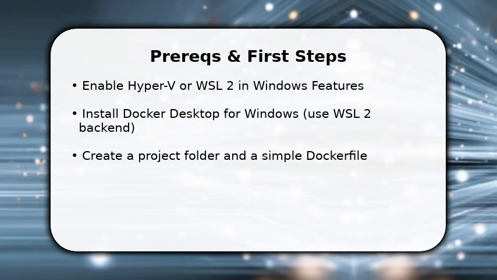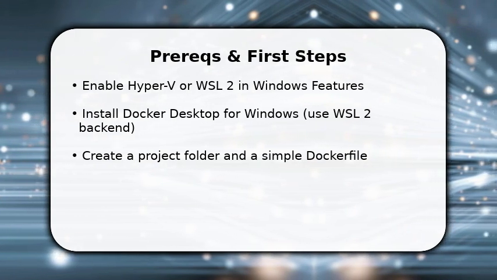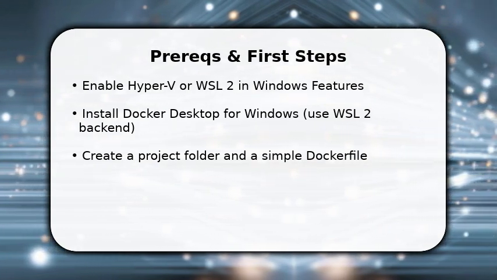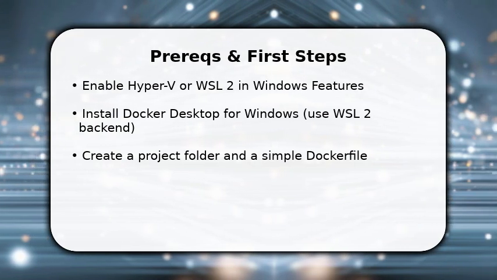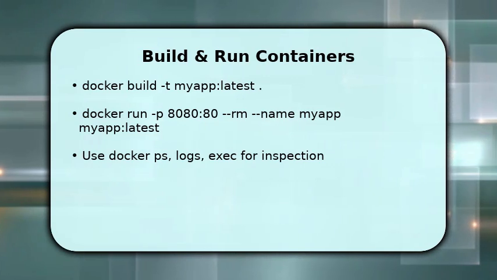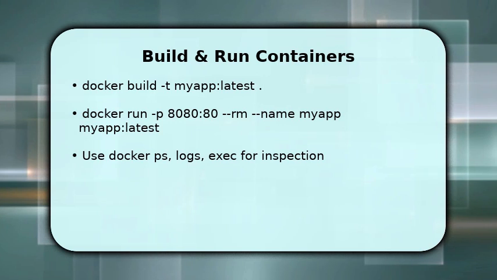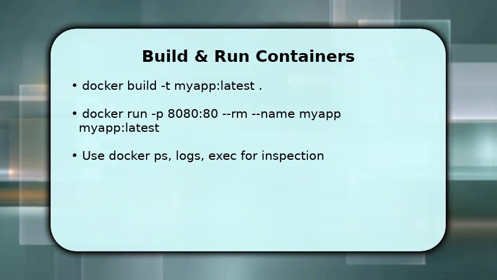Then open PowerShell or a WSL shell, create a project folder, and add a basic Dockerfile with FROM, COPY, and CMD. This gets you into the build-run loop immediately. Once your Dockerfile is ready, build the image with docker build -t myapp:latest, and watch the build output to catch missing files or syntax errors.